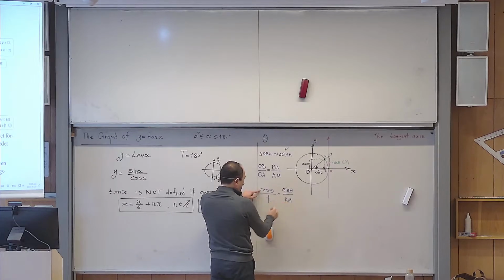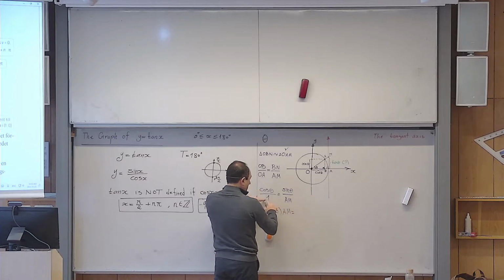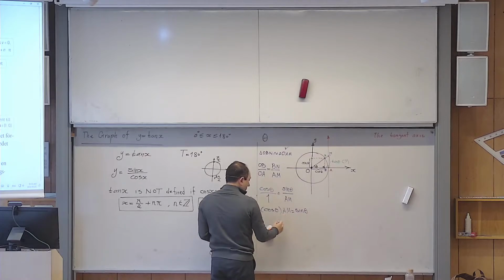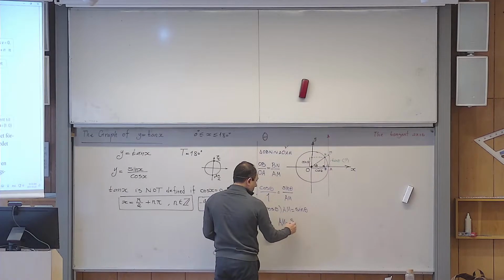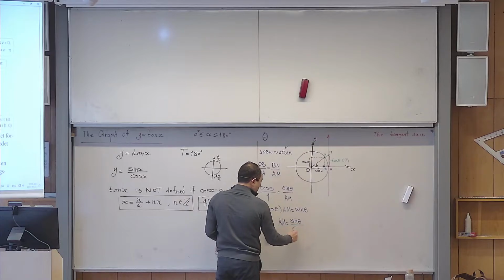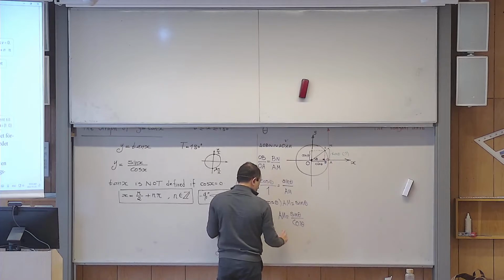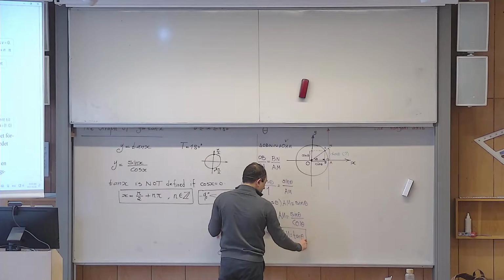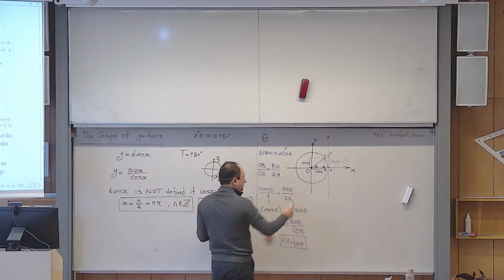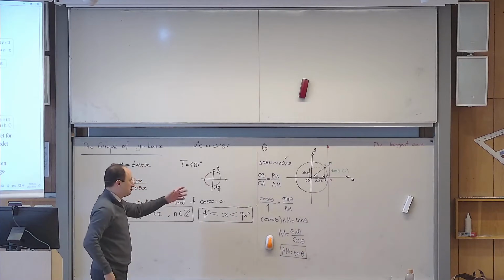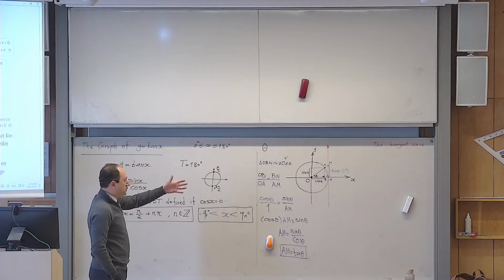Why? Because I multiply cosine theta by AM. This becomes this multiplied by that, which is sine theta. And then what I am looking for is AM. AM is sine theta over cosine theta. But we already know what is sine over cosine. It is tangent. So actually that claim is now proven, yes? Is that clear? Yes. Okay.